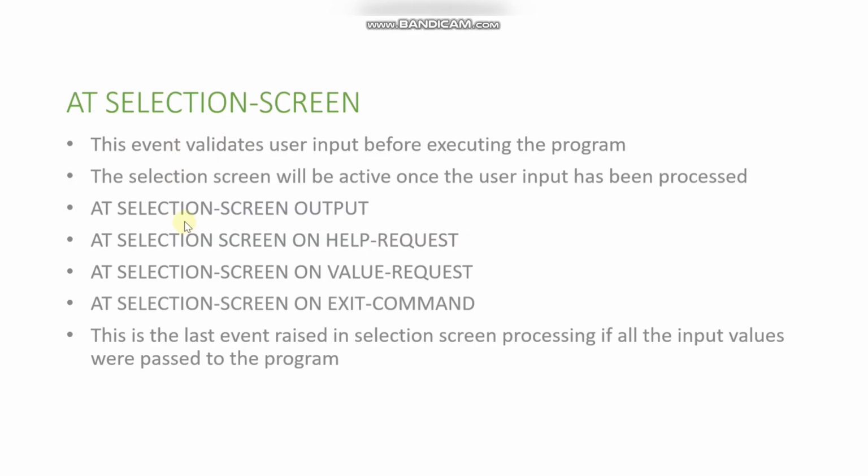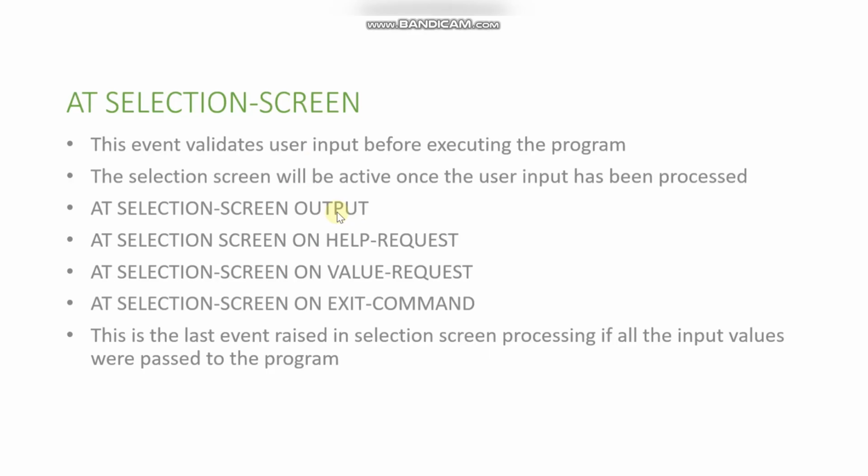We have some other sub events of at selection screen. I have listed some of them; maybe I have missed one or two. At selection screen output, we have help request, value request, exit command, and on field also. So these are the at selection screen sub events. I have noted down a few of them. I will explain these events in detail, and if you understand them, it will be easy for you to understand the purpose of each event. So, at selection screen output.